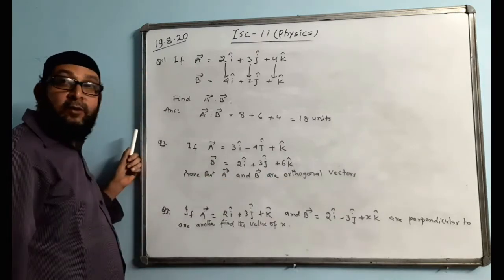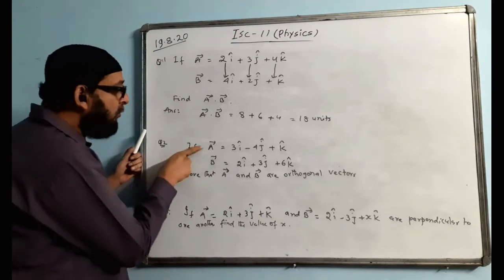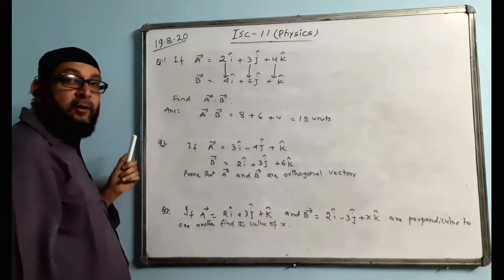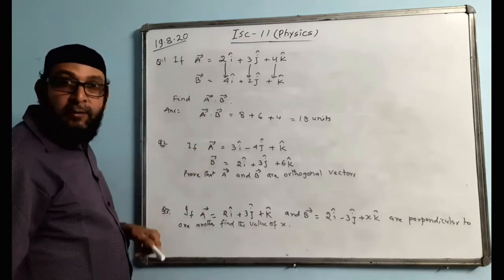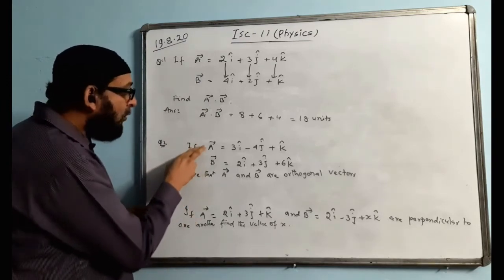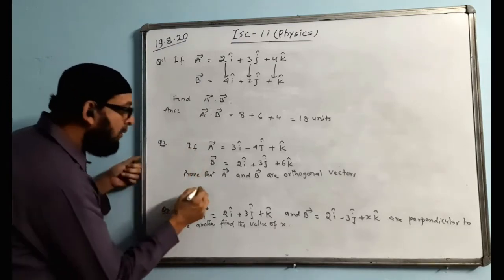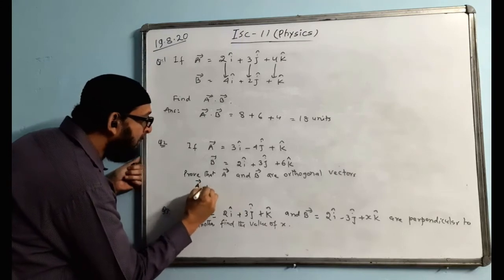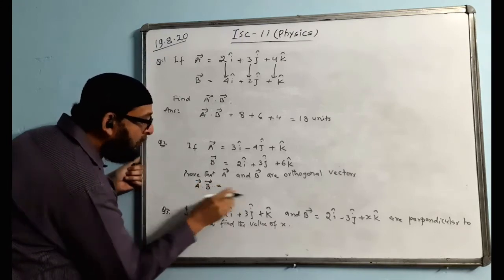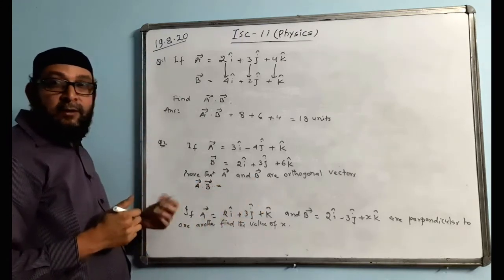What is the meaning of orthogonal? Perpendicular vectors. We have to show that A and B are perpendicular to each other. How do we show? Perpendicular means the dot product between them must be 0. So I will be taking the dot product between them, and the answer must come 0. If it comes 0, then they will be perpendicular.